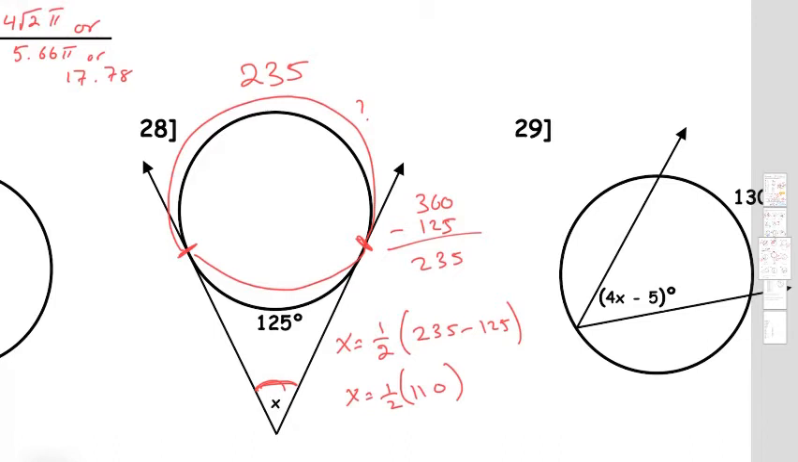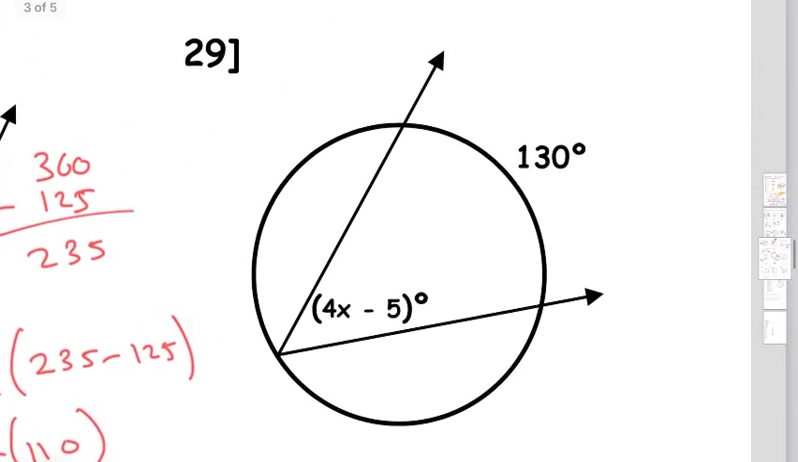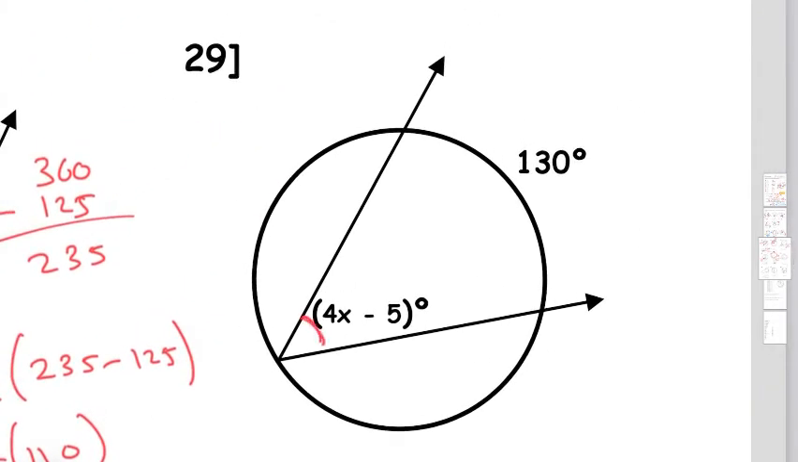And in this case, it's going to be 55 degrees. 29. So notice how angle 29, doesn't matter what it is, angle 29 is an inscribed angle, which means it's going to be half of that angle there. So the first thing we do is figure out what is half of 130. To find half of 130, we simply divide it by 2. And so we have 65 degrees is the measurement of that angle.